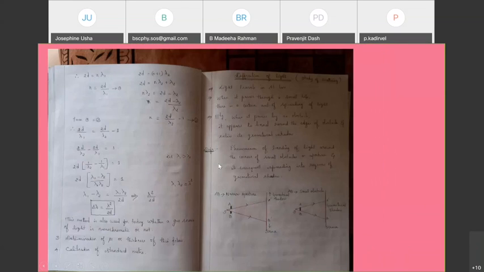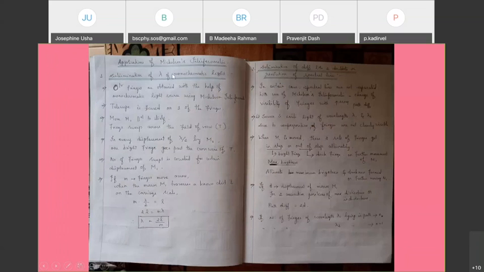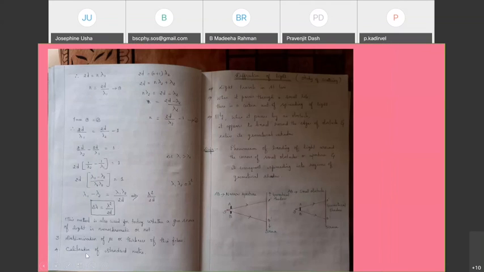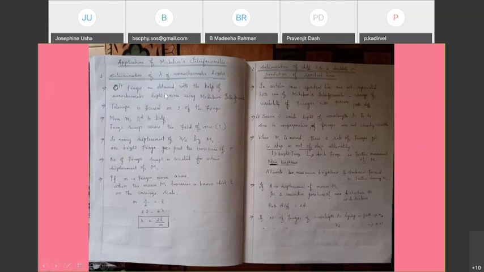Next is the applications of the Michelson interferometer. Actually, so many applications are there, but out of them only 2 applications we are going to discuss. For the third and fourth, only the topic is given, so we need not explain them in detail. The first application is the determination of the wavelength of a monochromatic light source.